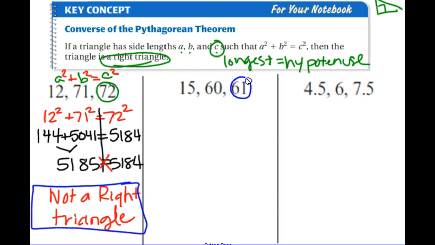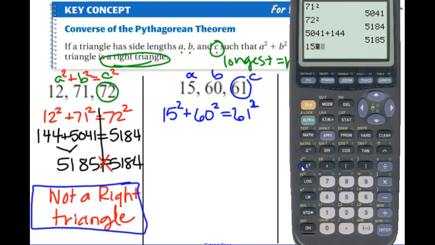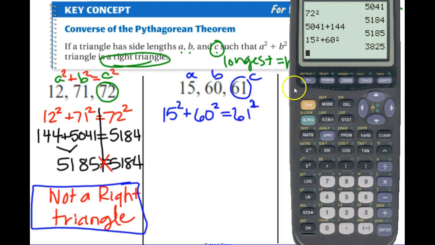I know this side has to be c because it's the biggest of all three. It doesn't matter which ones are a and b of these two. So we have a squared plus b squared, so 15 squared plus 60 squared is equal to 61 squared. So let's plug these in our calculator. 15 squared, if you want to plug this whole thing in at once, plus 60 squared, this whole side is 3,825.